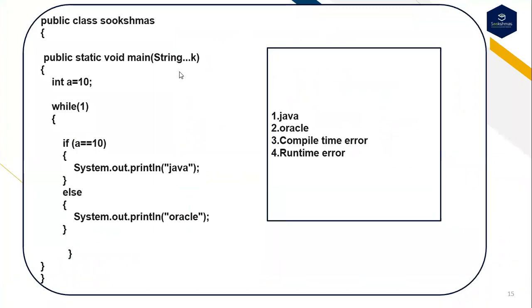This is the first question. public class Ukshmas, public static void main, int a is equal to 10, while followed by 1. If a is equal to 10, I'm printing Java, else I'm printing Oracle. Predict the output of this code. These are all the following options. You can pause this video and predict the output of this code.